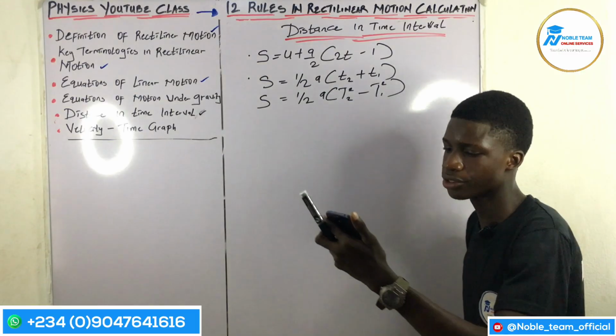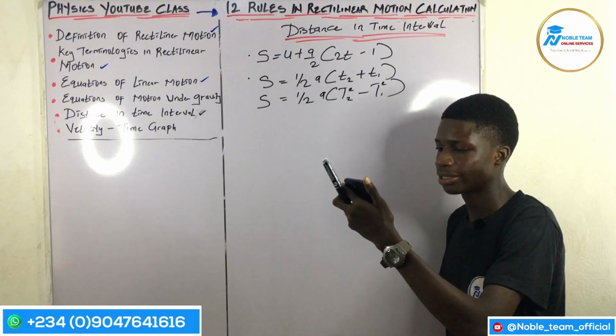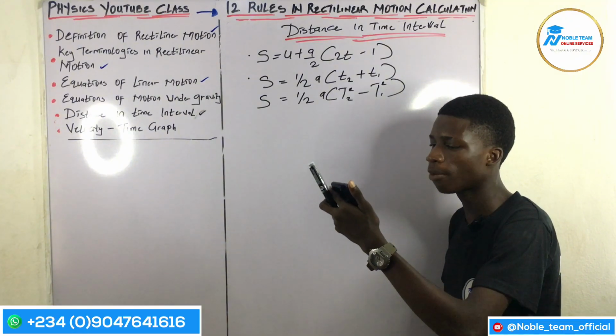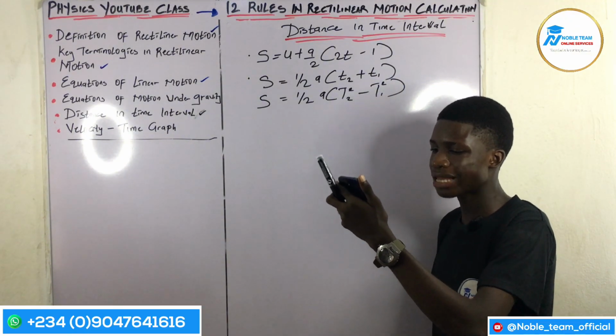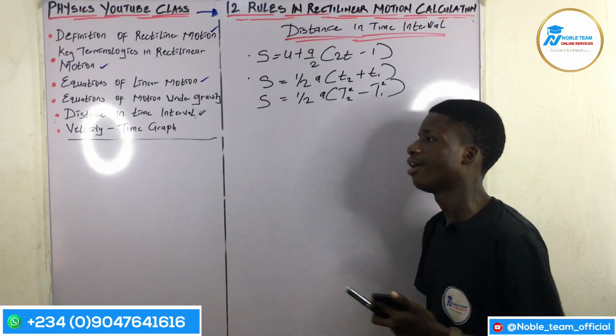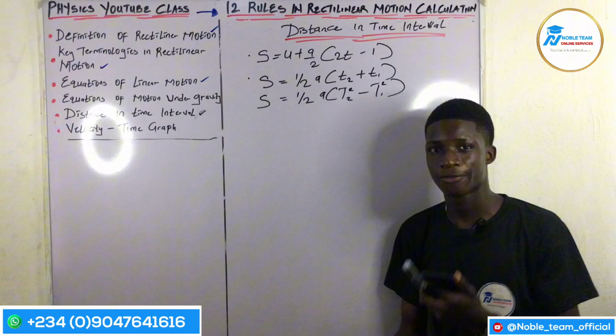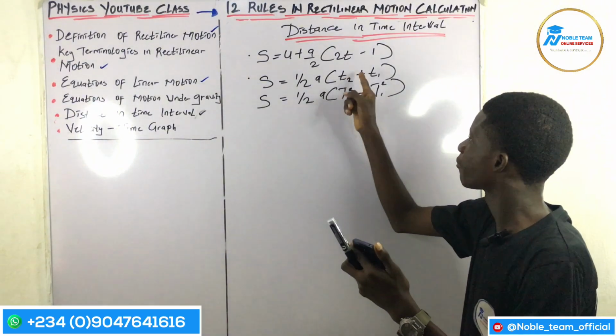Now looking at this question, they said a body starts from rest and moves with a uniform acceleration of 6 meters per second square. What distance does it cover in the 30 seconds? I'm going to dissect everything. Follow me. Now looking at this, I have my t2, I have my t1.